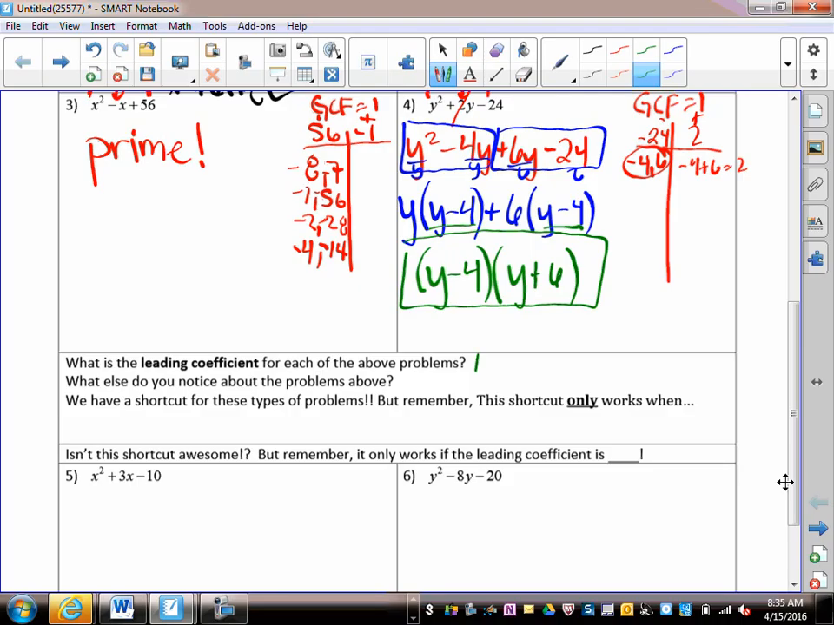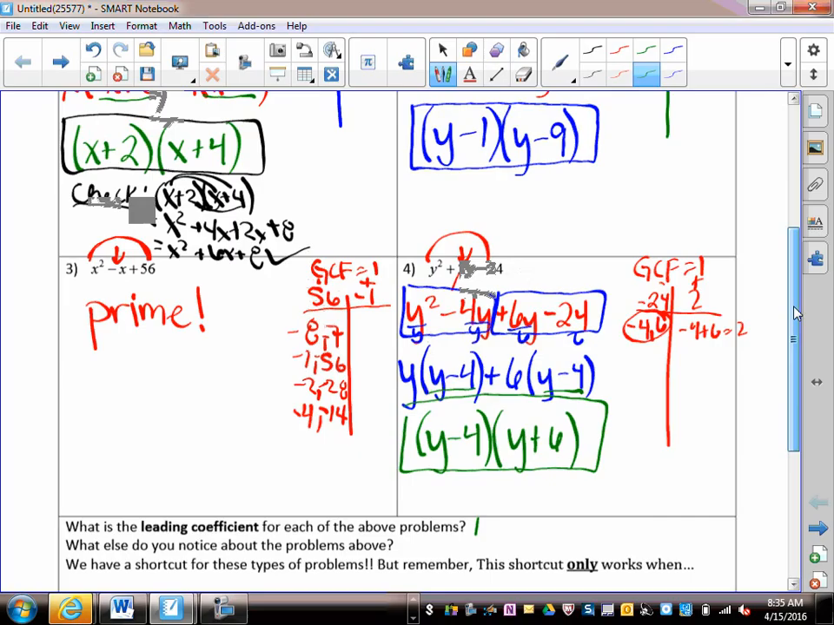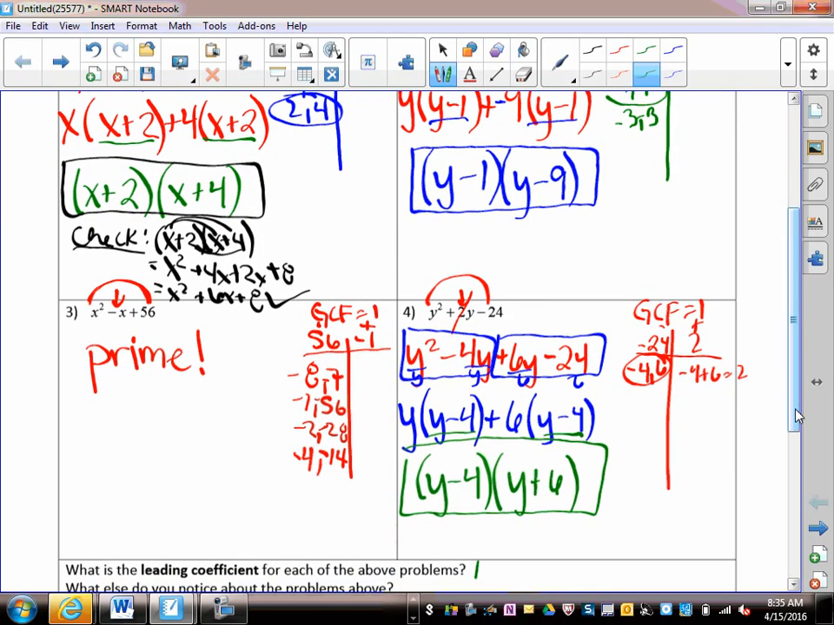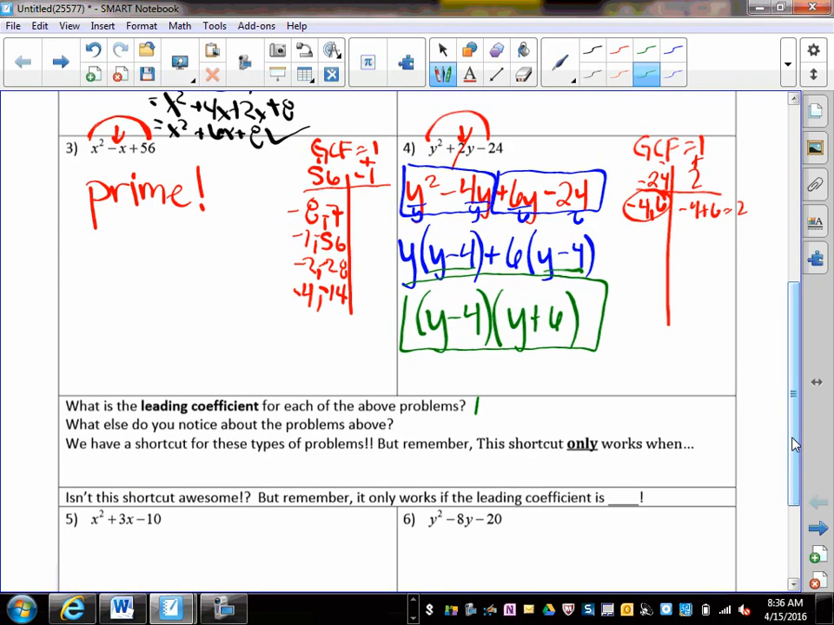Alright, what else do we notice about the problems above? What do you notice about your winners and your factors? They're the same. So we see that the factors from the chart are the factors for the answer.